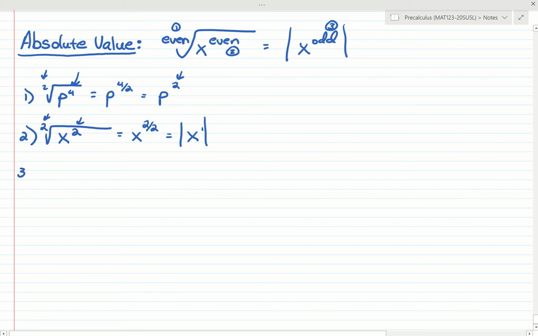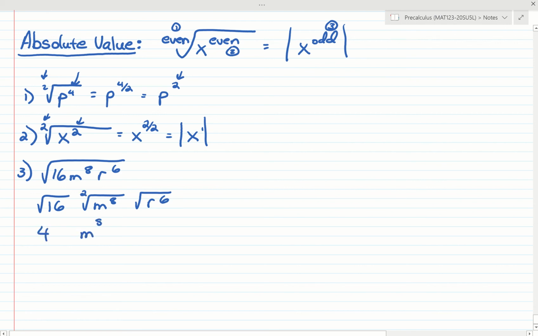All right, a couple more here. What about the square root of 16m to the 8th r to the 6th? Well, this is really 3 square root problems. You could break up a radical like this. The square root of 16 is 4. The second root of m to the 8th is m to the 8 over 2. And this would be r to the 6 over 2. So we get 4 m to the 4th r to the 3rd.